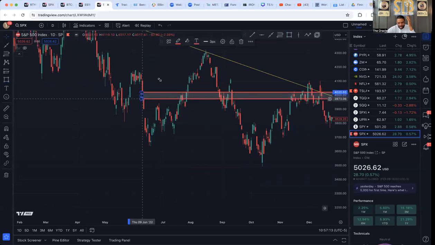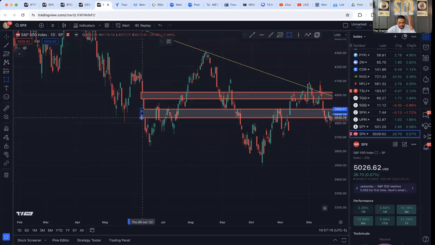I even think about ICT. He always talks about fair value gaps, right? I don't really use them. I don't need them. But what we do know is that gaps are going to be closed and retraced, close, retrace, close, retrace. So to answer your question, Devin, yes, these gaps are definitely being closed and retraced.